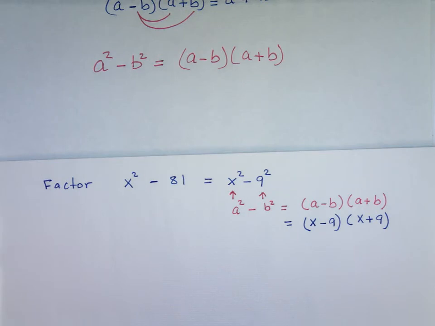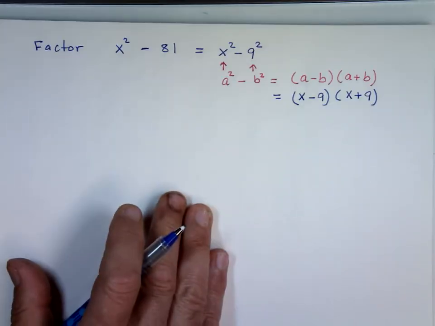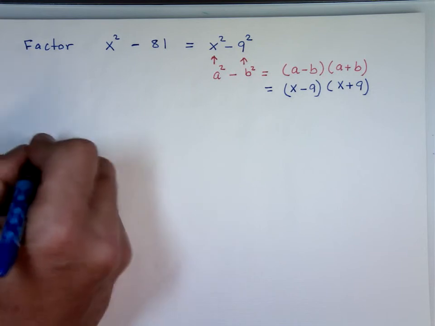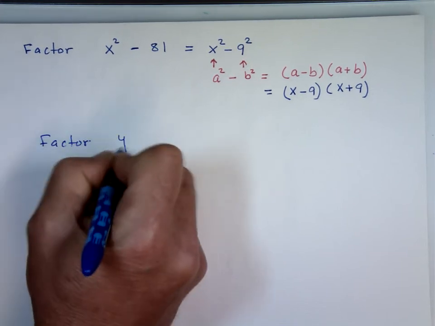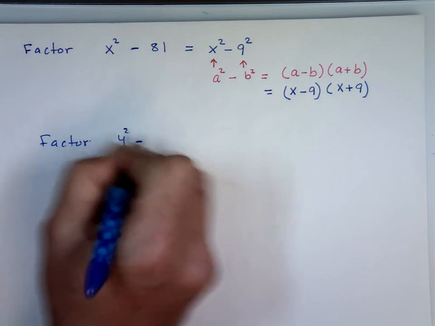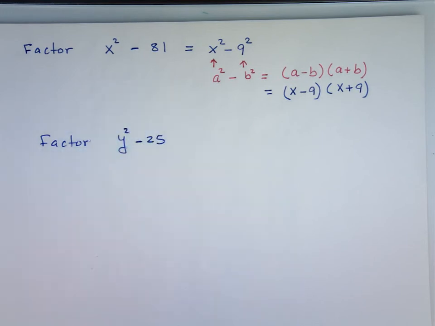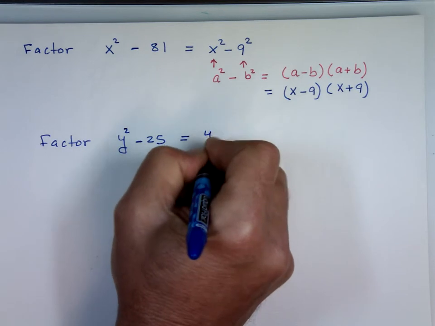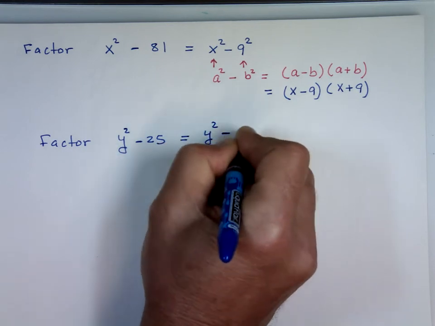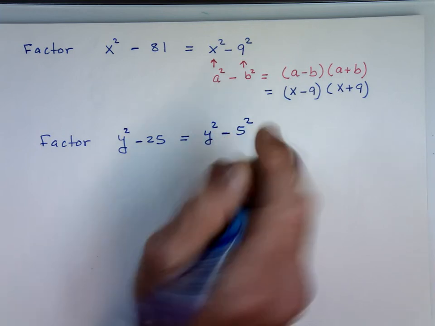Let's try another one. Factor y squared minus 25. Two terms again, minus sign between them, good, but they're not squared. I can rewrite that: y squared minus 5 squared. That's what 25 is.